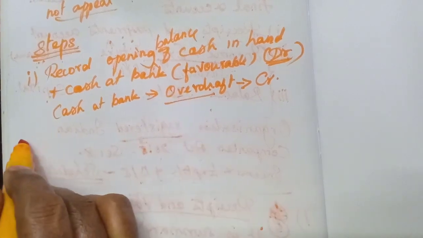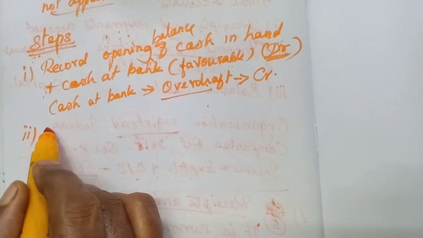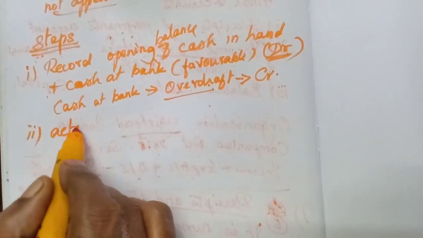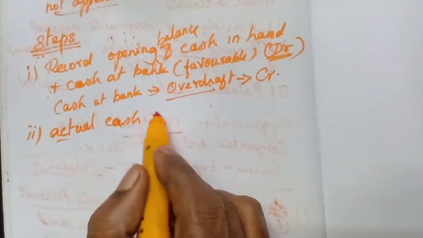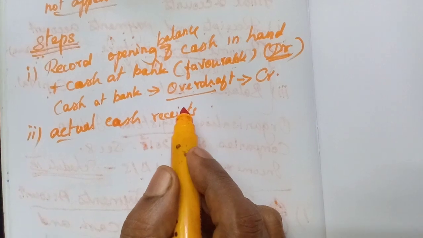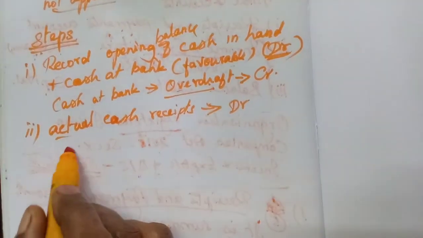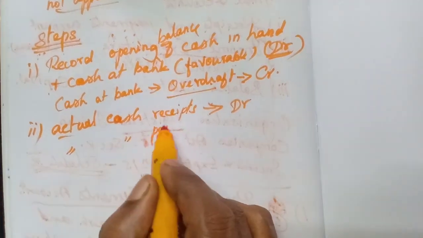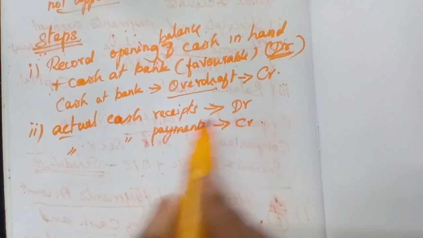Then what is the next step? We have to enter all actual cash receipts. Why is it written actual cash receipts? What we have received actually, recorded on the debit side. All actual cash payments are recorded on the credit side. Okay, that's all.